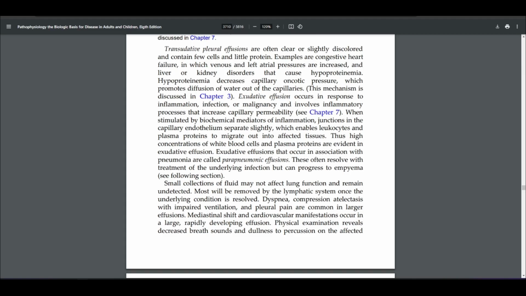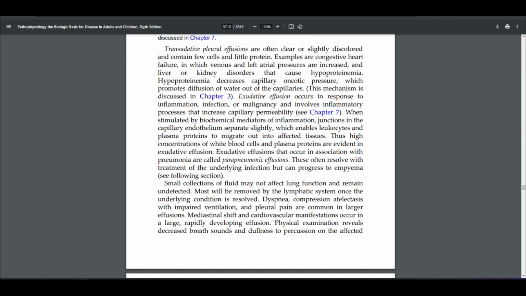Examples are congestive heart failure, in which venous or left atrial pressure is increased, and liver or kidney disorders that cause hypoproteinemia. Hypoproteinemia decreases capillary oncotic pressure, which promotes diffusion of water out of the capillaries.